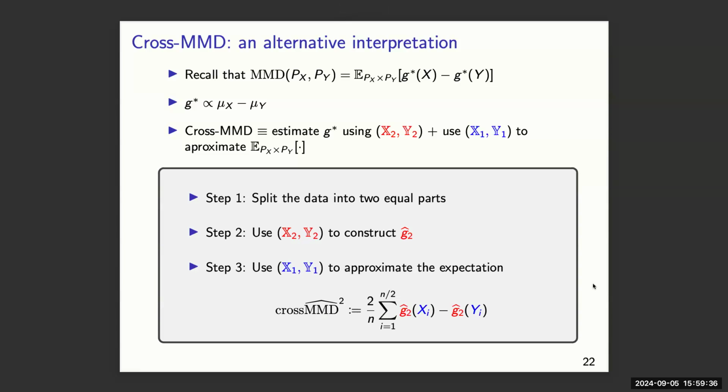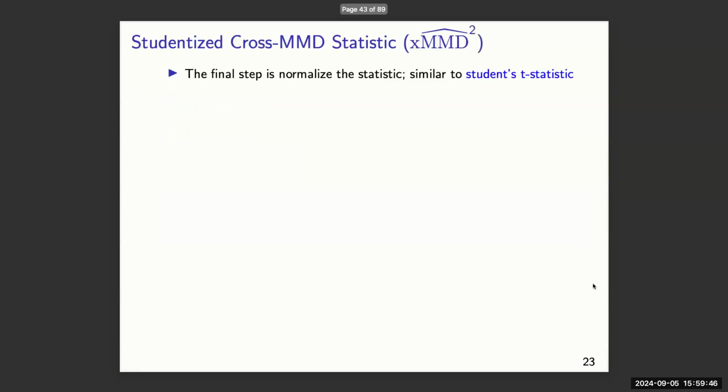And if you condition on the second half of the data, so assume that G hat 2 is a fixed function, then it looks a lot like just the difference of means of two univariate random variables. And this problem of testing the equality of means of two univariate random variables has been studied for more than 100 years. A classical approach is the so-called Student's t-statistic.